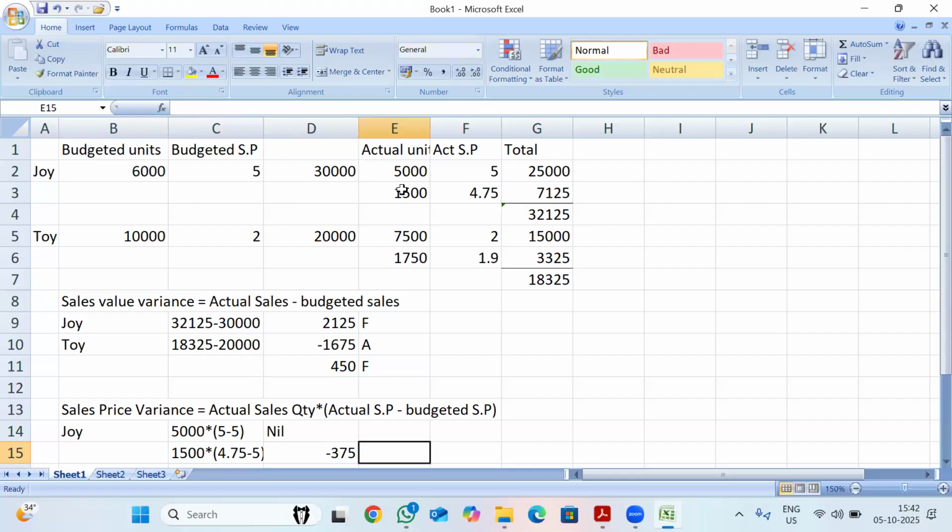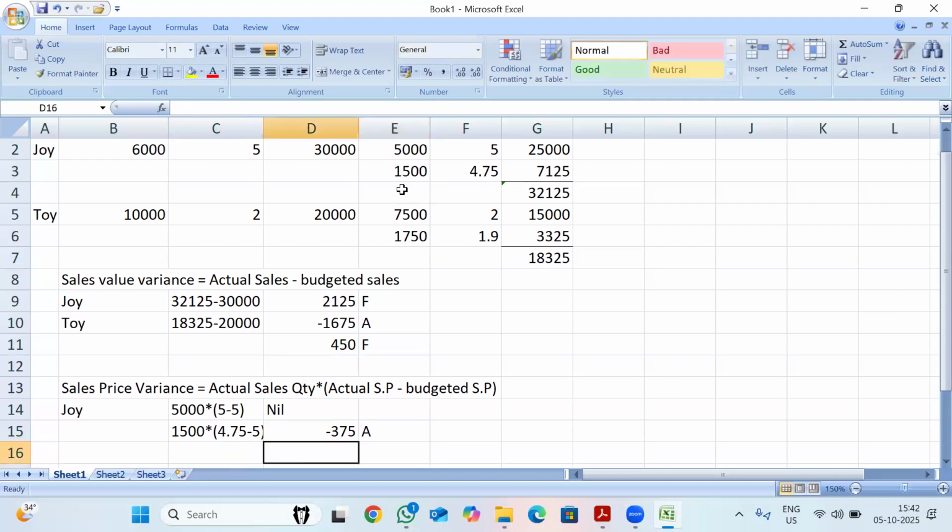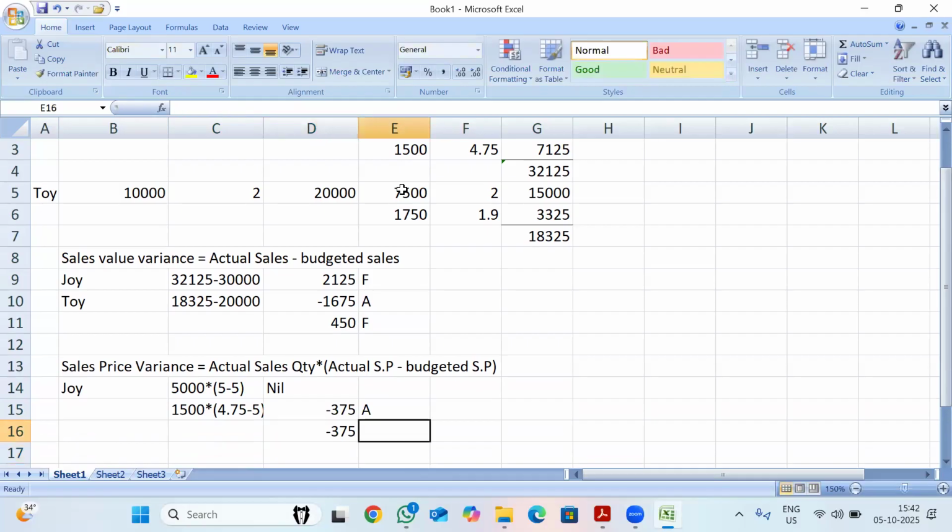So I will be getting the answer in minus, so it is an adverse variance. So the total for Joy is 375 adverse. Then let's calculate for Toy.